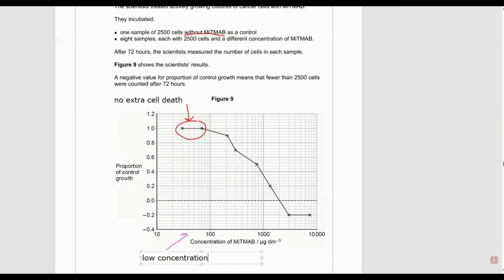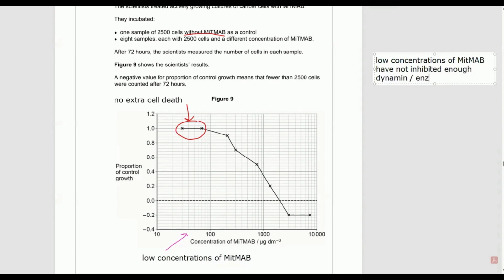And what we're seeing is that at this point, low concentrations of MITMAB, it's had no effect overall on the enzymes at the moment. Why do we know that? Because you see where it says 1.0 on the y-axis, the proportion of the control growth is the same. And what that means is that these cells being treated with MITMAB are actually growing at the same rate as the cells without MITMAB. So it means the allosteric sites aren't all getting blocked. It means lots of the enzymes still have their functioning active site. And that's what we can learn from that.